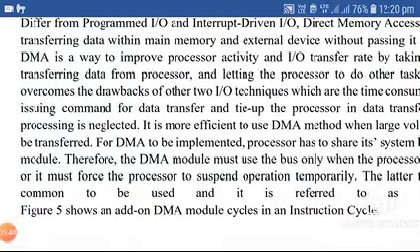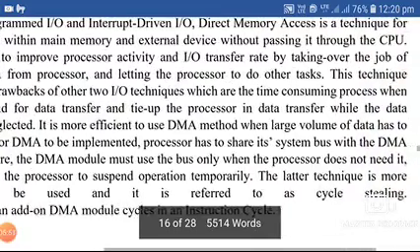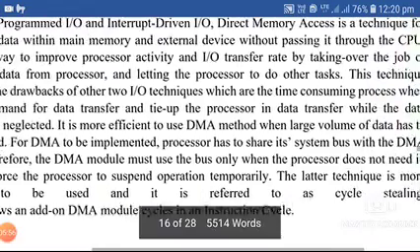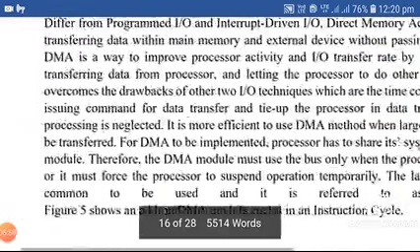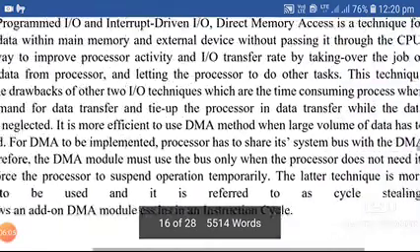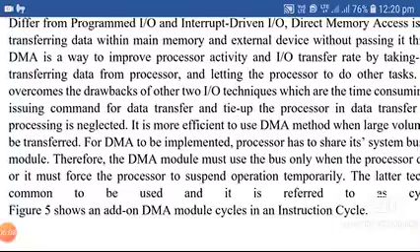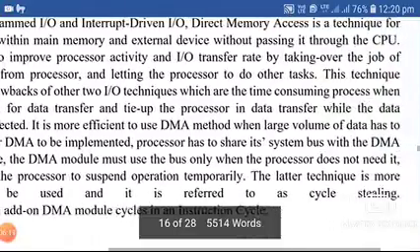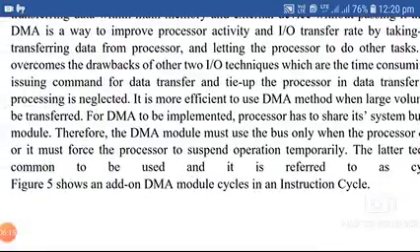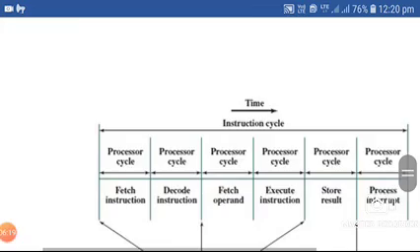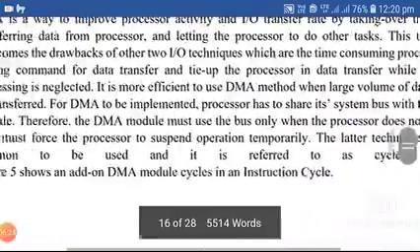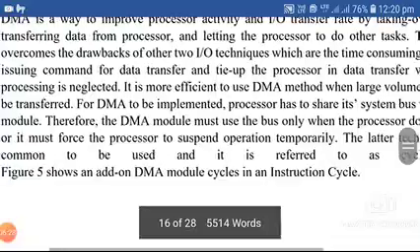DMA is a way to improve processor activity and I/O transfer rate by taking over the job of transferring data from the processor and letting the processor do some other work. This technique overcomes the drawbacks of the other two I/O techniques, which are time-consuming when issuing commands for data transfer and tie up the processor in data transfer, while data processing is neglected. Next, it is more efficient to use the DMA method when a large volume of data has to be transferred.